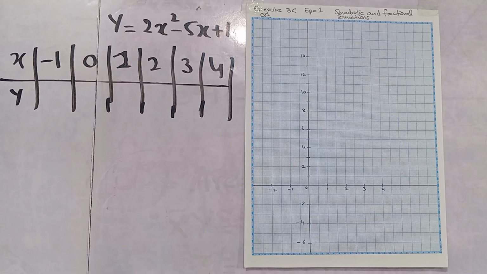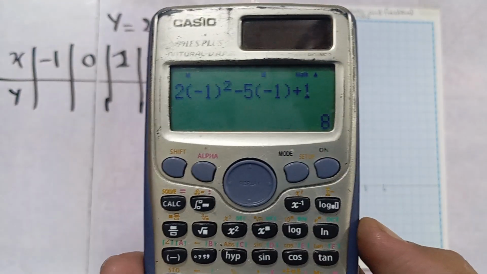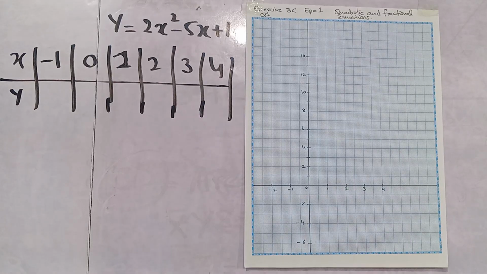So we will enter 2 bracket minus 1 bracket close squared, minus 5 bracket minus 1 bracket close, plus 1, equals. Can you see that? I have written this on the calculator and I get 8. So I will write here 8.